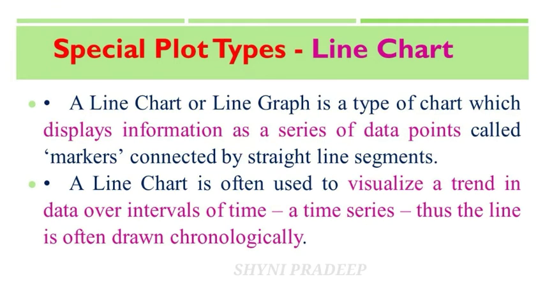A line chart is a type of chart which displays information as a series of data points called markers connected by straight line segments. A line chart is often used to visualize a trend in data over intervals of time, a time series. Thus, the line is often drawn chronologically. The line charts look like a normal line. Okay. It displays the information as a series of data points called markers connected by straight line segments.